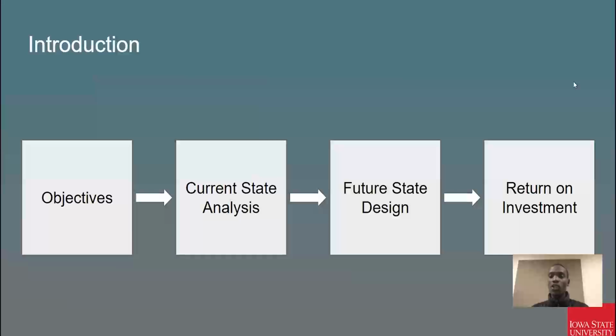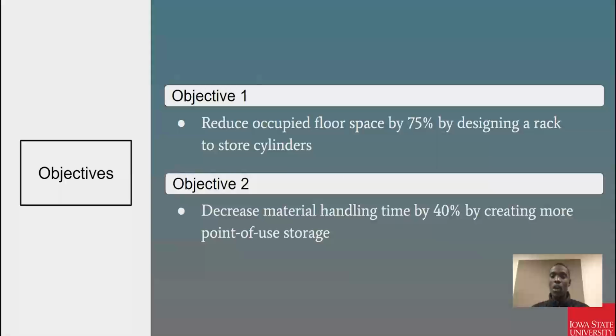We will focus on the objective, current state analysis, future state analysis, and the return on investment. Our primary objective is to reduce the occupied floor space by 75% by designing a rack to store cylinders, and our secondary objective is to decrease the material handling time by 40% by creating a more point of use storage.